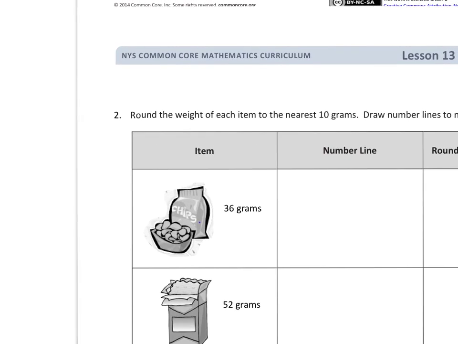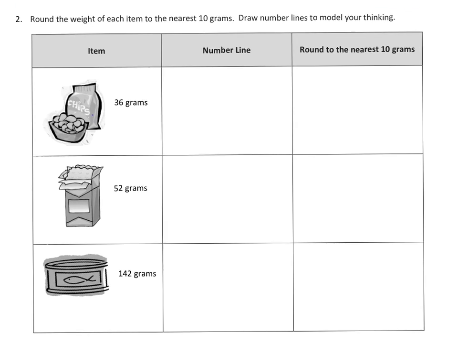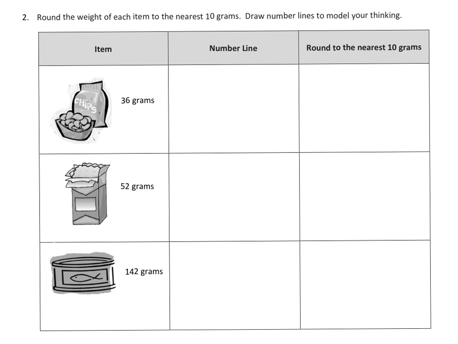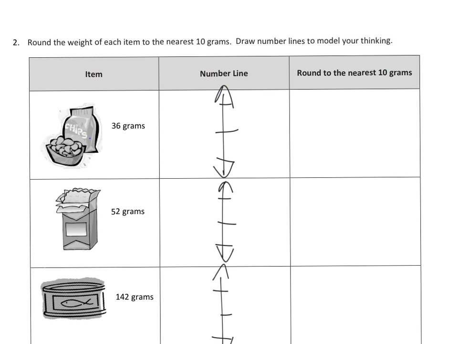All right, so the next thing that we're going to do here is fill out this table. And we're going to round the weight of each item to the nearest 10 grams. And we get to draw our own number lines for these. So don't forget, number lines have arrows at both ends. And I'm just going to draw all of my number lines just so I don't really have to do it anymore. There we go. And done.